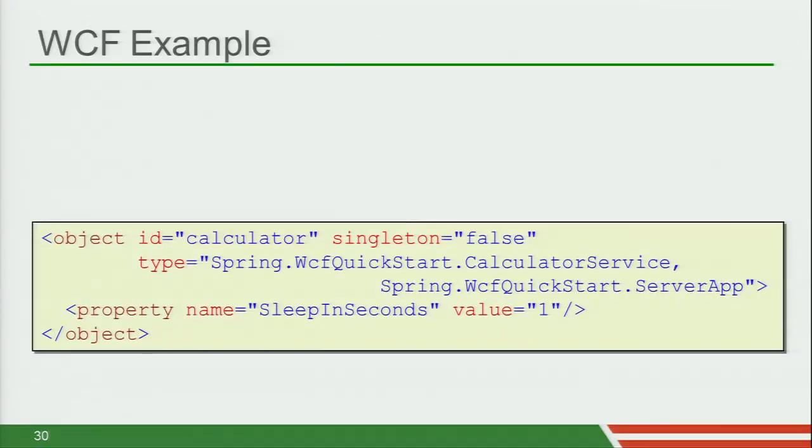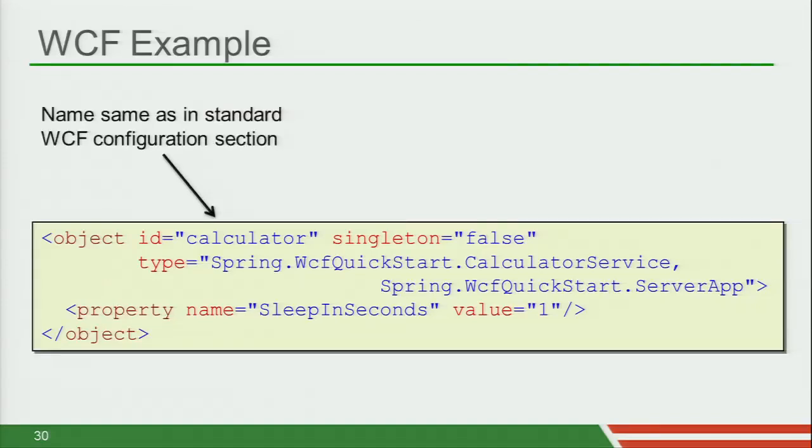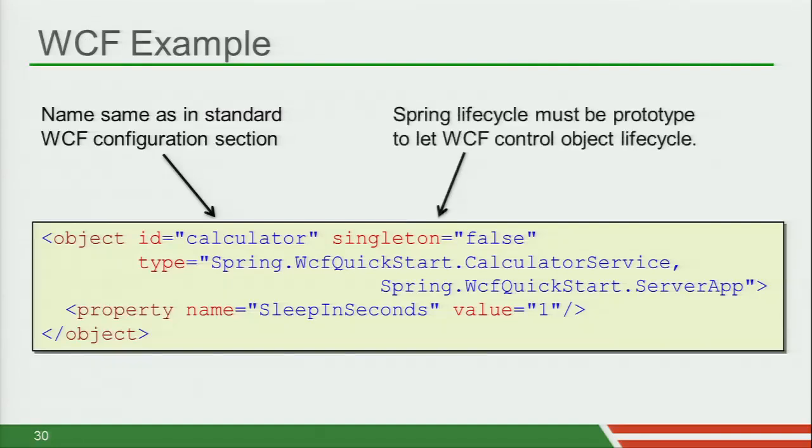So here's a quick example. This is us taking a calculator service and exposing it as a WCF service. This name here is the same name as you would have in the standard WCF configuration section if you're used to dealing with WCF. One of the important things to pay attention to here is that by default in Spring.NET, just as in Spring Java, object lifecycle is singleton by default. So in the case of WCF, we almost always want to say we would rather use prototype, which of course we know is singleton equals false here, in order to let WCF be in charge of the object lifecycle.